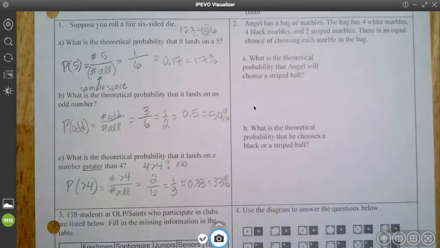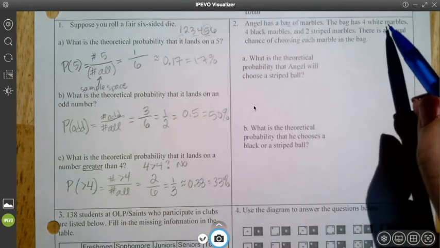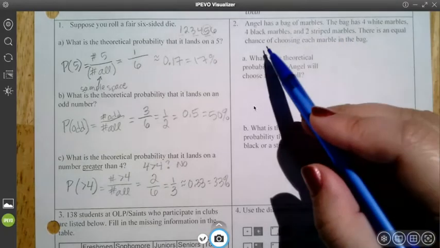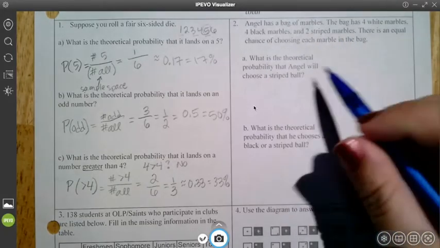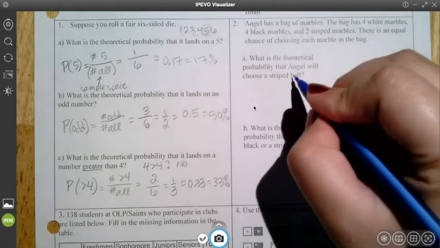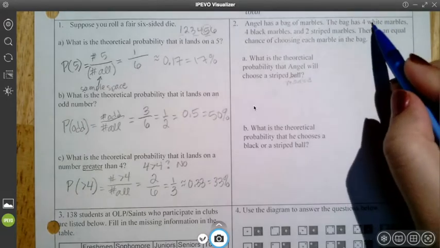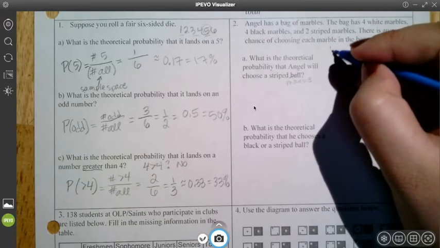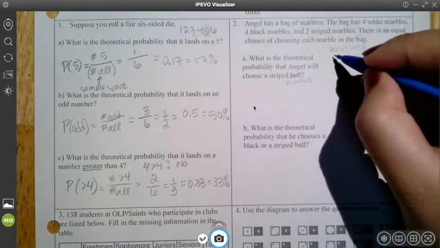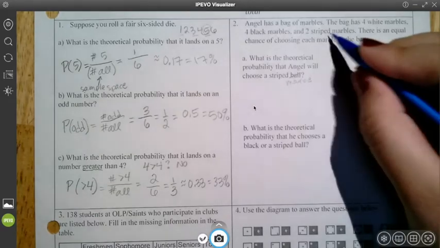Let's look at the second example. Angel has a bag of marbles. The bag has 4 white marbles, 4 black marbles, and 2 striped marbles. There's an equal chance of choosing each marble. What is the theoretical probability that Angel will choose a striped marble? Okay, well, we had 4 white marbles. I'm going to write this as 4 W's. 4 white marbles, 4 black marbles, and 2 striped marbles.